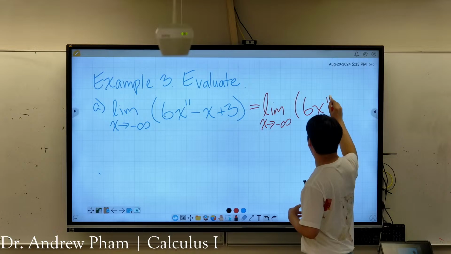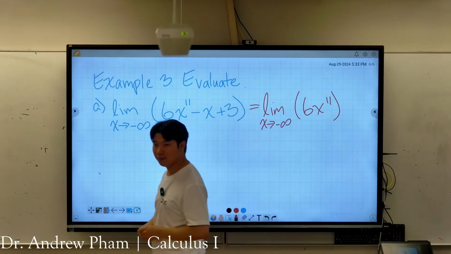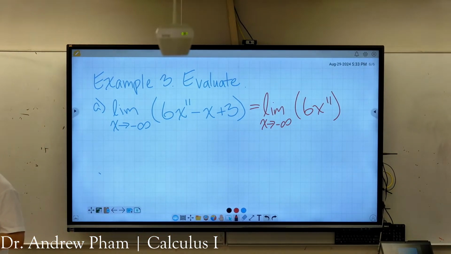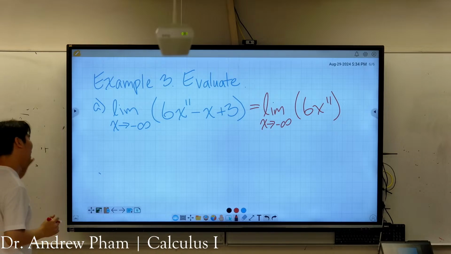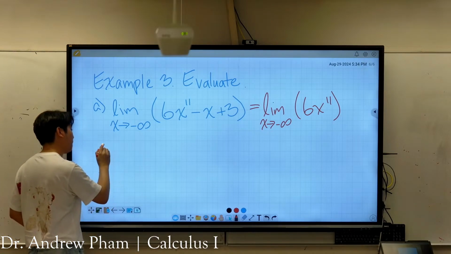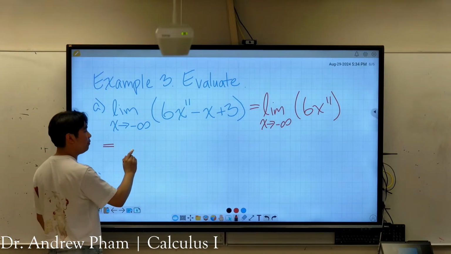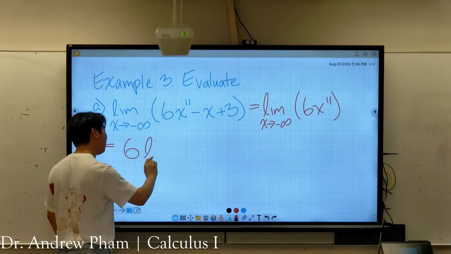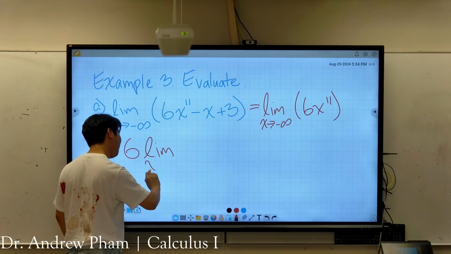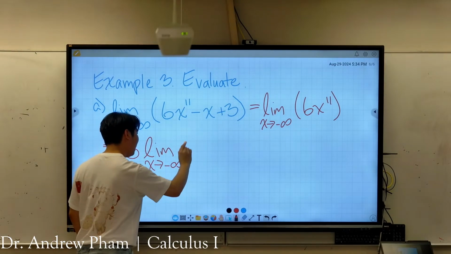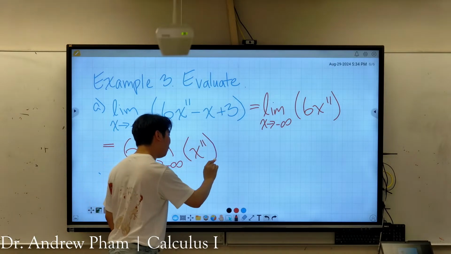6x to the 11th power. Again, I don't care about the lower power terms. I only care about the highest power and its coefficient. Emphasis on and the coefficient. Walking you through this one, I can take out a 6 if I wanted to and get the limit of x to the 11th power.